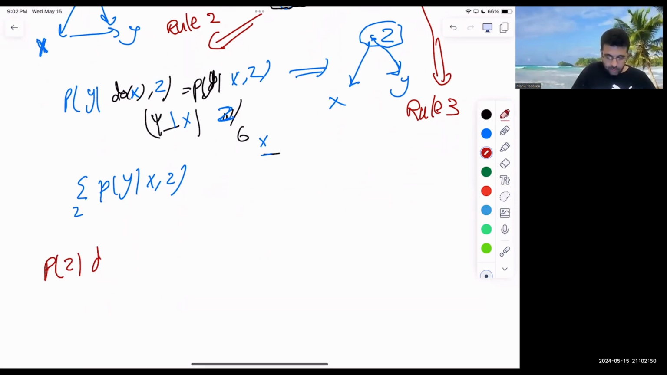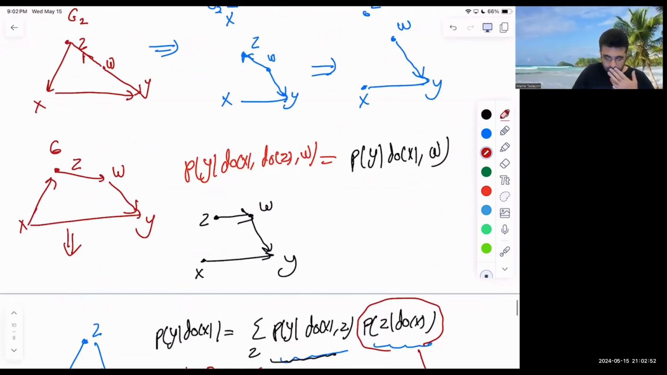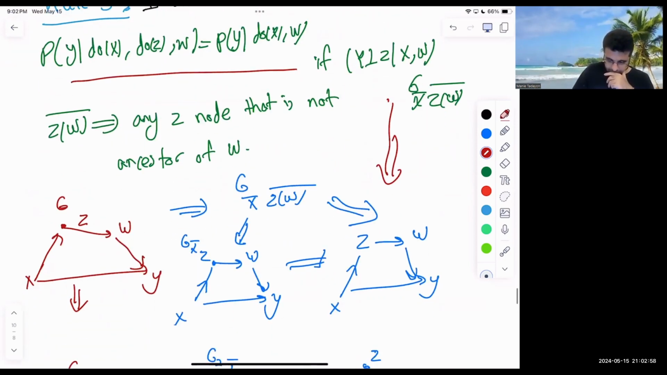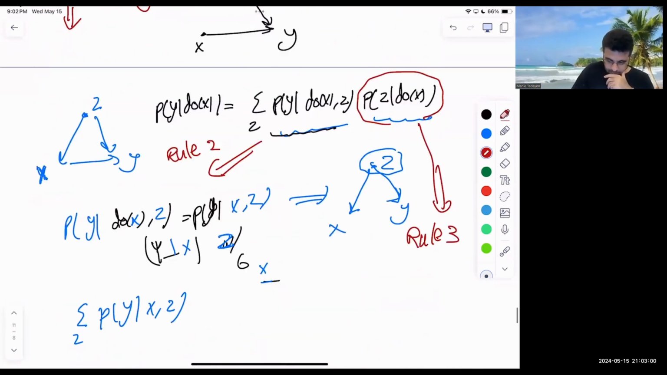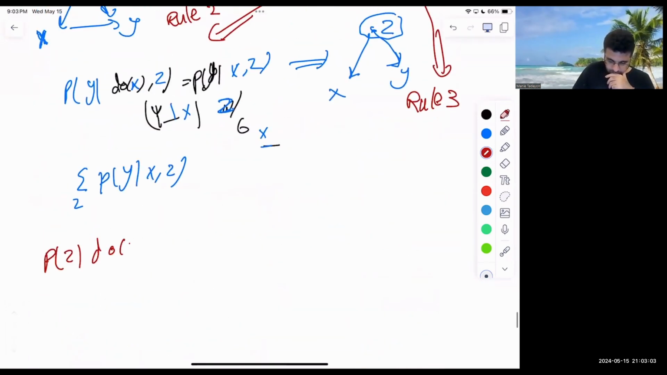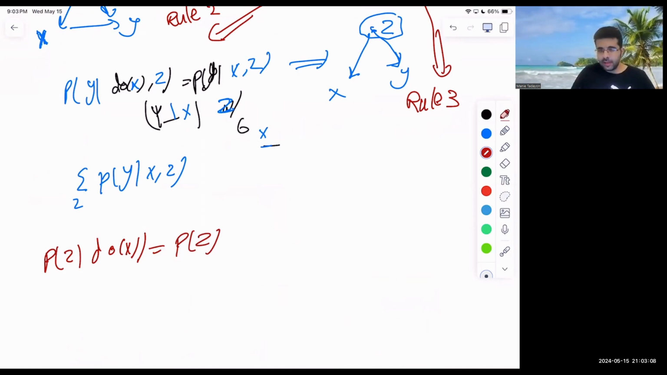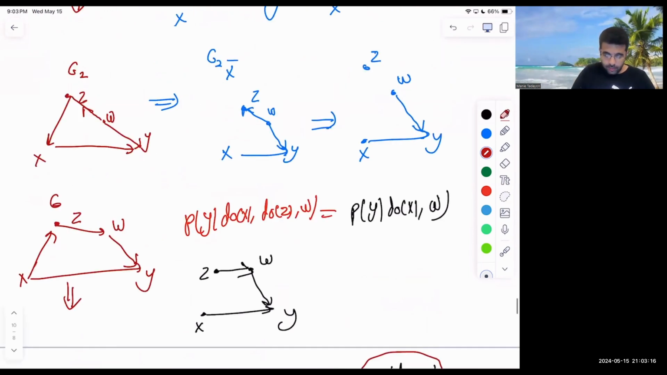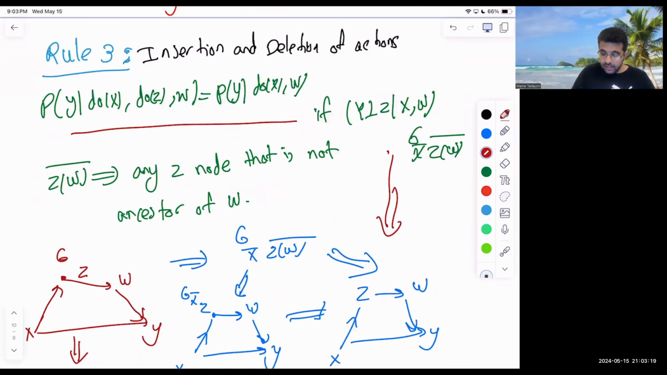I'm going to write it in the language of Python to make sure that people don't get confused. So p of z given do x is equal to p of z. We completely remove do. Given what condition is this valid? It is valid when z is independent of x, that is, the variable that you can completely remove, given the other variables.